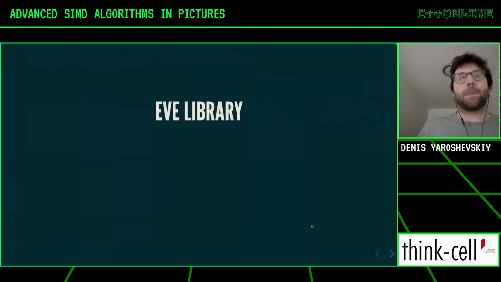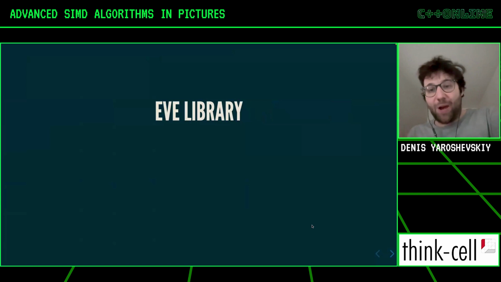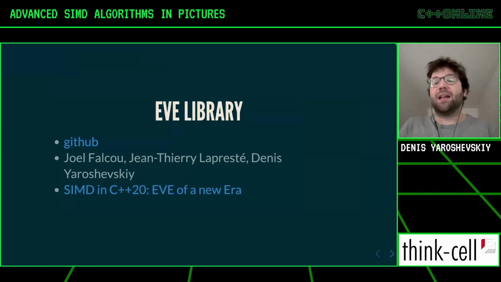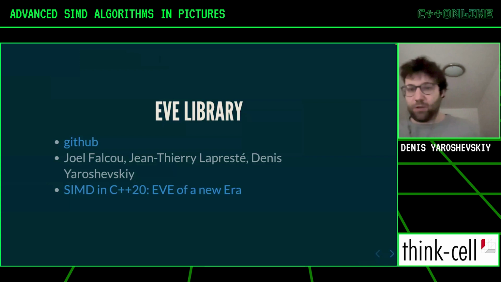Okay. There are many different ways to try to access those SIMD registers. We're going to be using the EVE library. The EVE library is on GitHub. It's open source. It's maintained by Joël Falcou, Jean-Thierry Lapresté, and me. And it's Boost license, so it's free to use for everybody.